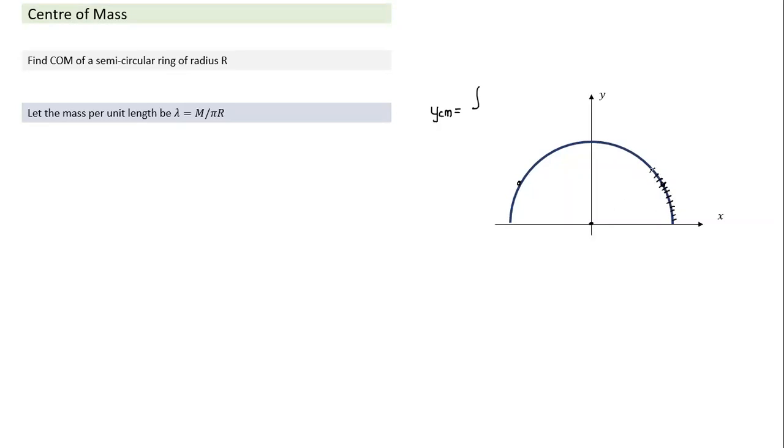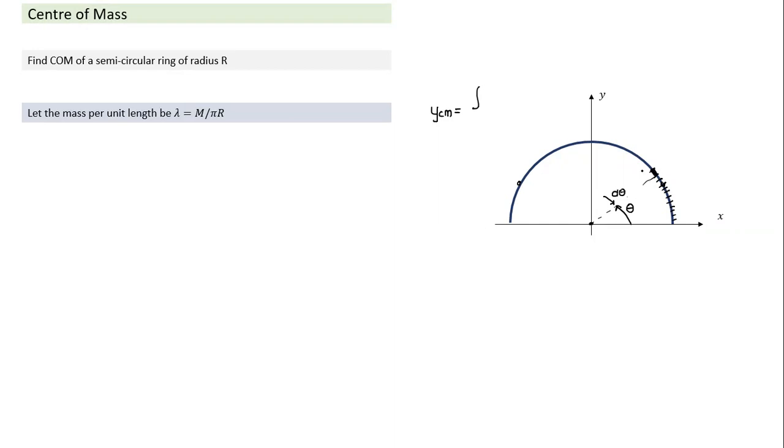Let's take one random piece here. How do I define this position? This random piece is at an angular position of theta, and it subtends an angle d theta. What we'll do here, first we'll calculate the moment of this piece.